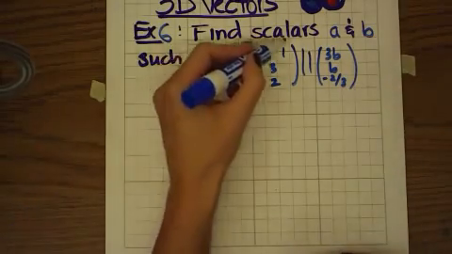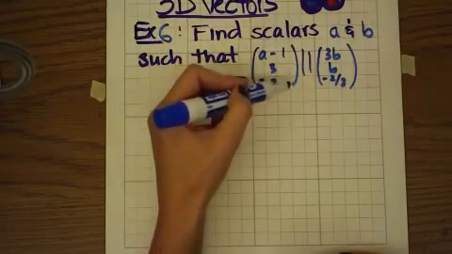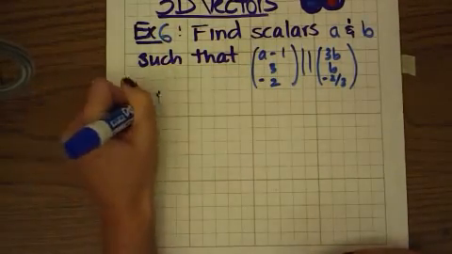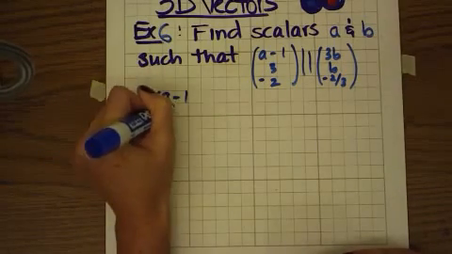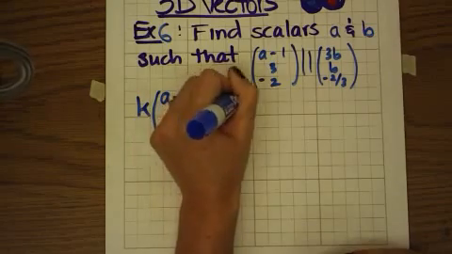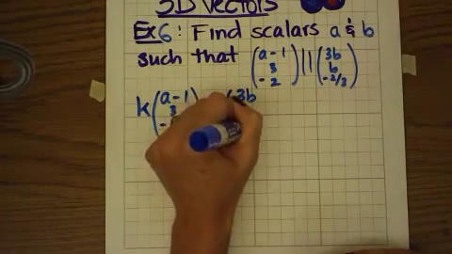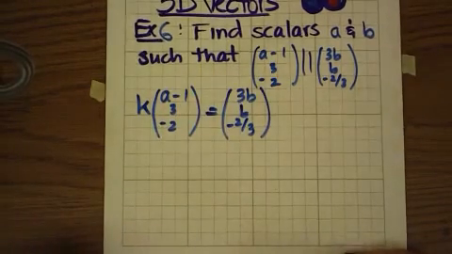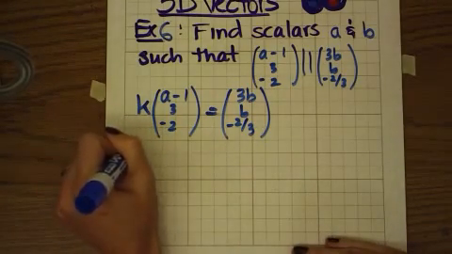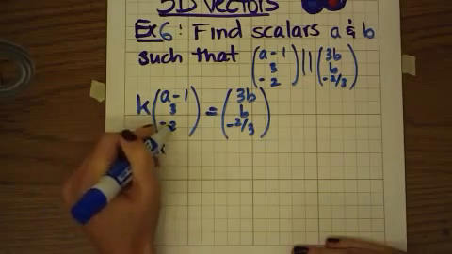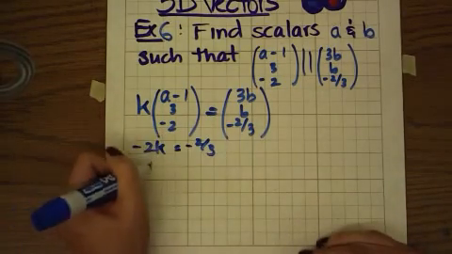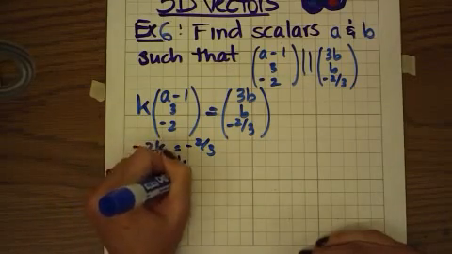So I know if I take my first vector and multiply it by a scalar, I'm going to get my second vector. So I know that there's some scalar k such that when I multiply it by one of the vectors, I get the other vector. So that means that k times -2 has to equal -2/3. So I know that k is equal to 1/3.